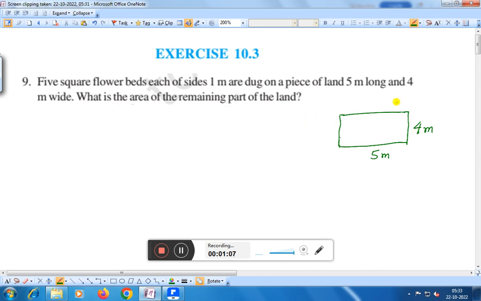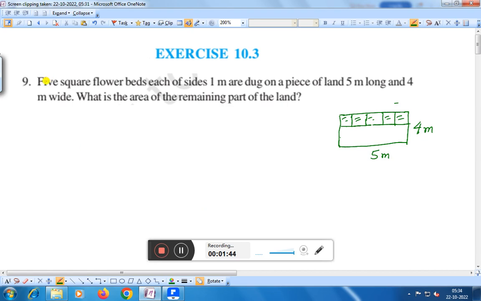That is 5. Suppose this is 1 square bed: 1, 1, 1, 2, 3, 4 and 5. Suppose 5 square beds of 1 meter are dug on a piece of land. These are flower beds: 1, 2, 3, 4, 5. What is the area of the remaining part of the land?